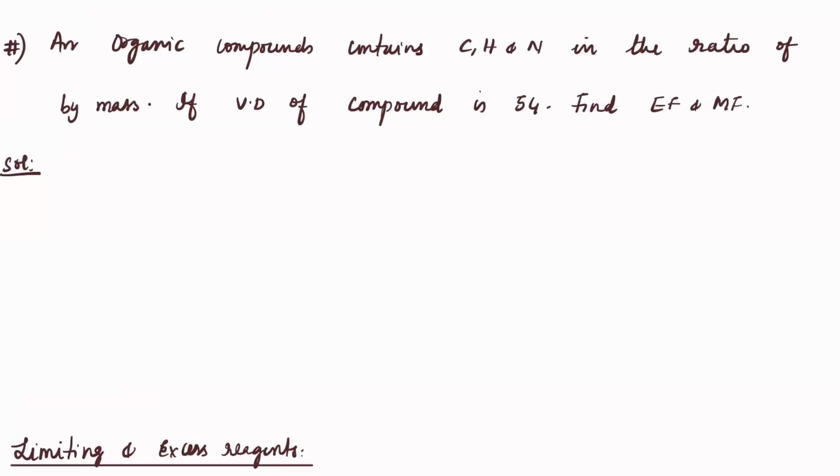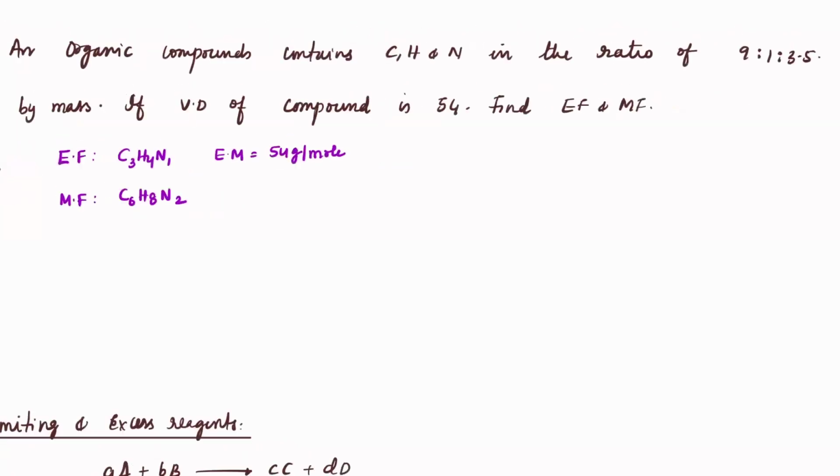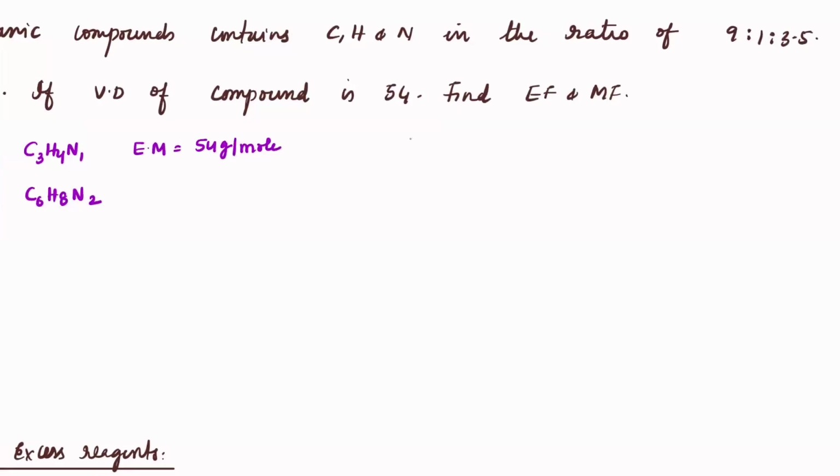First, I was getting the empirical formula as C3H4N1, which makes the empirical mass 54 grams per mole. Correct, which is the vapor density given. And the molecular formula is C6H8N2.